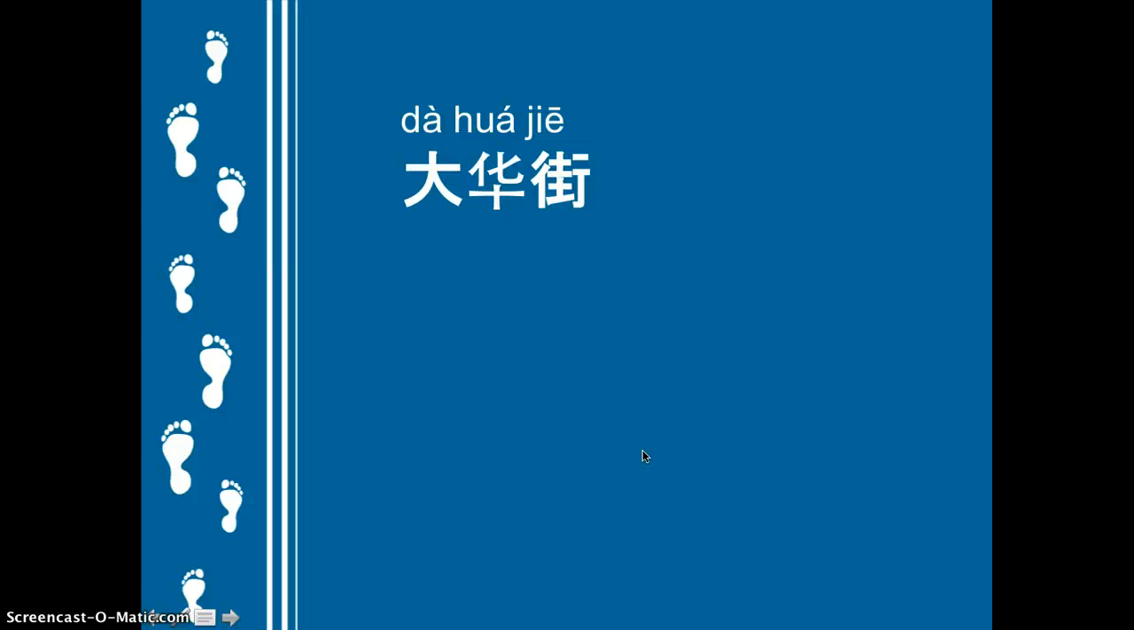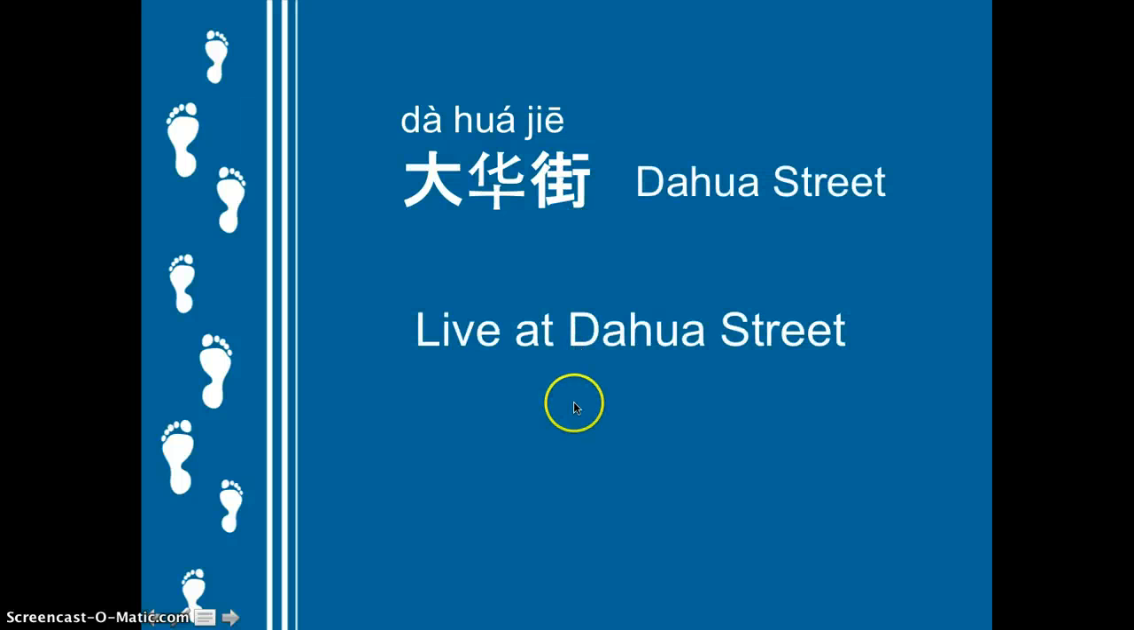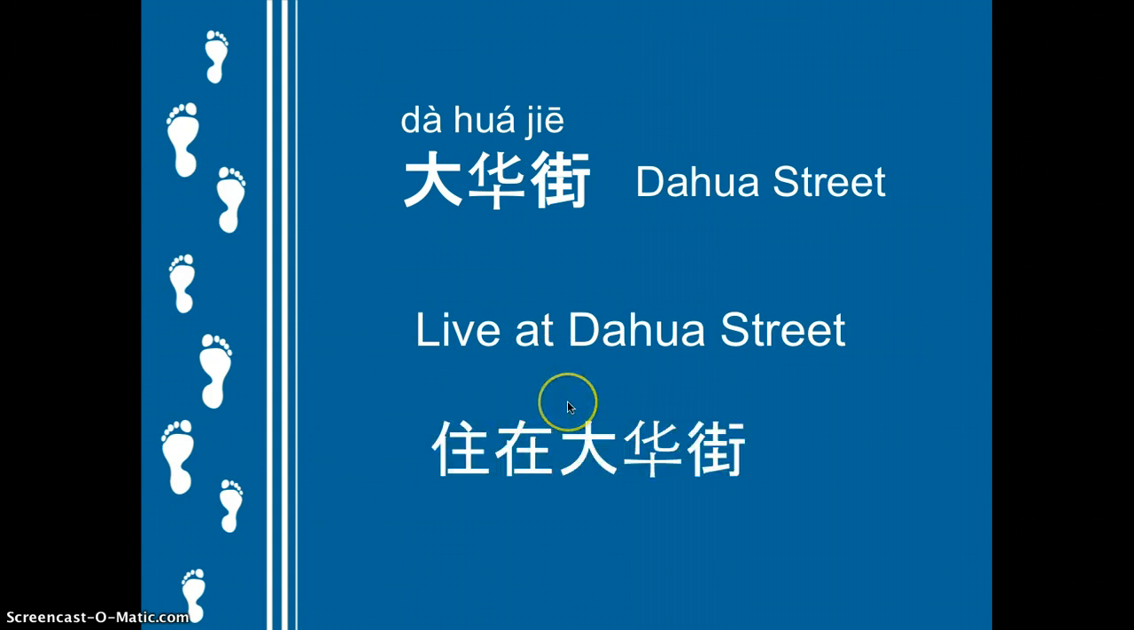So first, do you remember how to say Dahua Street? It's Dahua Jie, so name plus Jie. Or if it is Dahua Road, it should be Dahua plus Lu, Dahua Lu. So how to say live at Dahua Street? Live is 住, and remember all the preposition words, on, in, at, they are all 在, right? So 住在大华街. If it is I live on Dahua Street, that will be 我住在大华街.